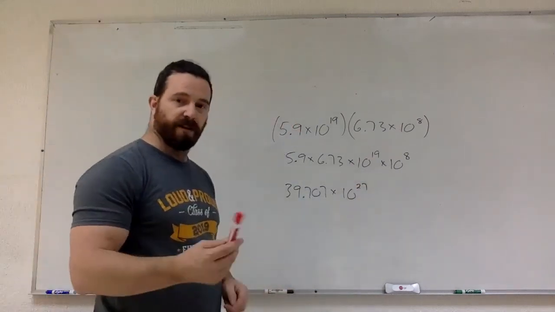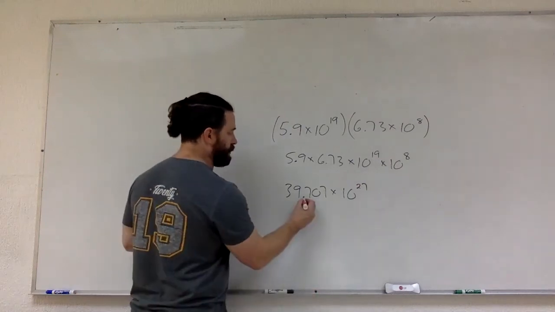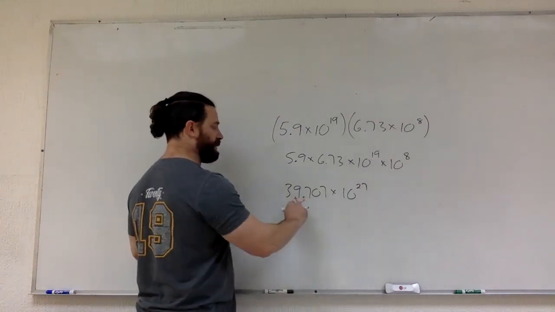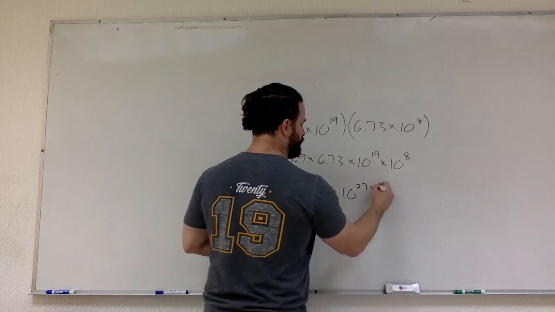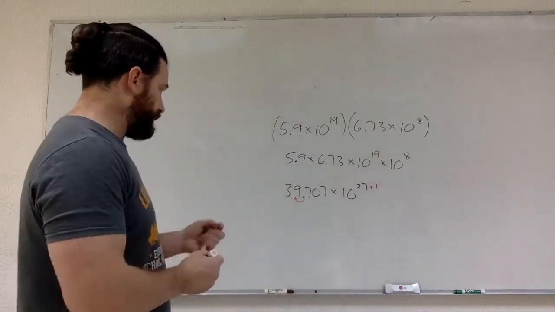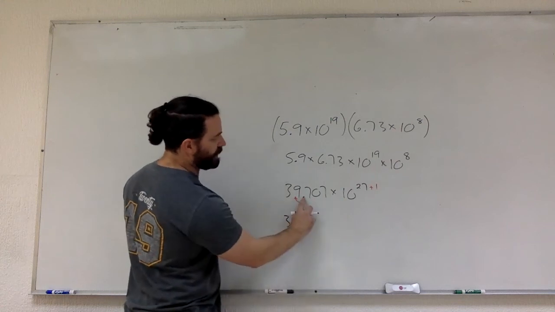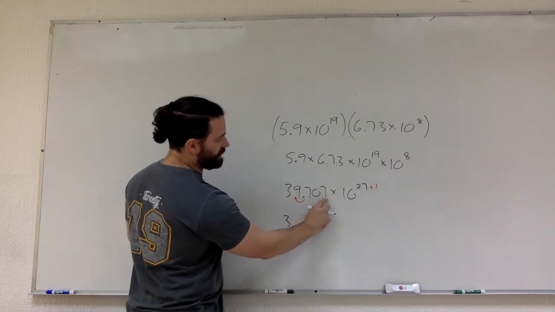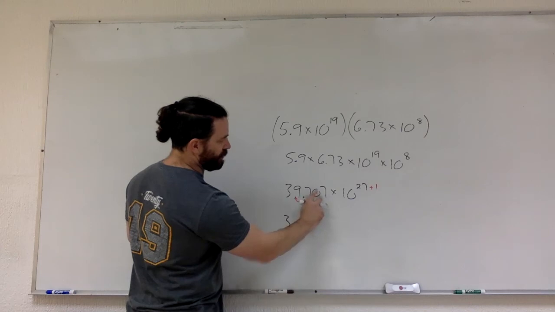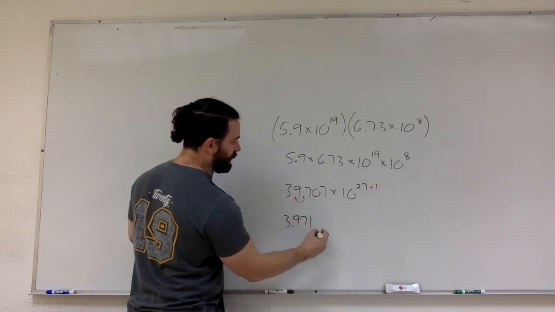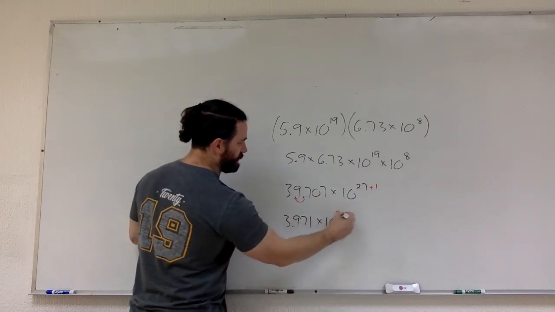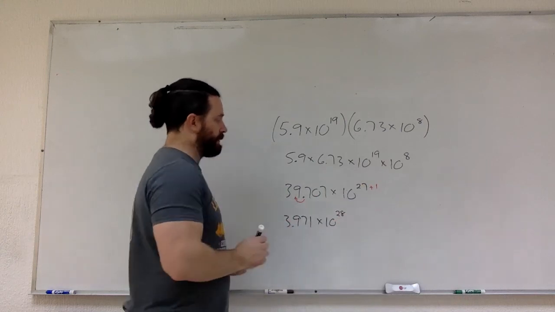Scientific notation needs to be adjusted. So let's move this guy one place this way. So one place to the left, I have to increase. So increase by 1. And so now I'm going to get a 3 point, and then I only need 3 digits. Since this digit is a 7, it's going to cause this one to round up. So I'm going to get 3.971 times 10 to the 28th.